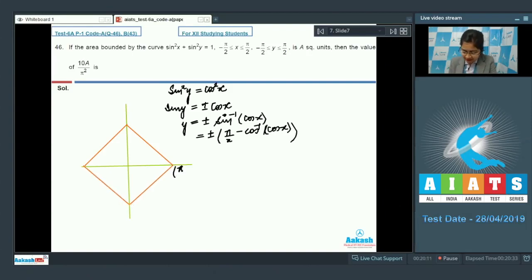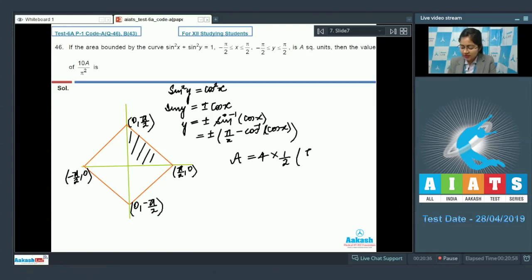where these points are (pi by 2, 0), (0, pi by 2), (minus pi by 2, 0), and this is (0, minus pi by 2). Now we just have to find the area bounded by this. So its area will be equal to 4 times the area of this triangle, that is, half into pi by 2 into pi by 2, that is pi square upon 4. So this is equal to pi square upon 2.